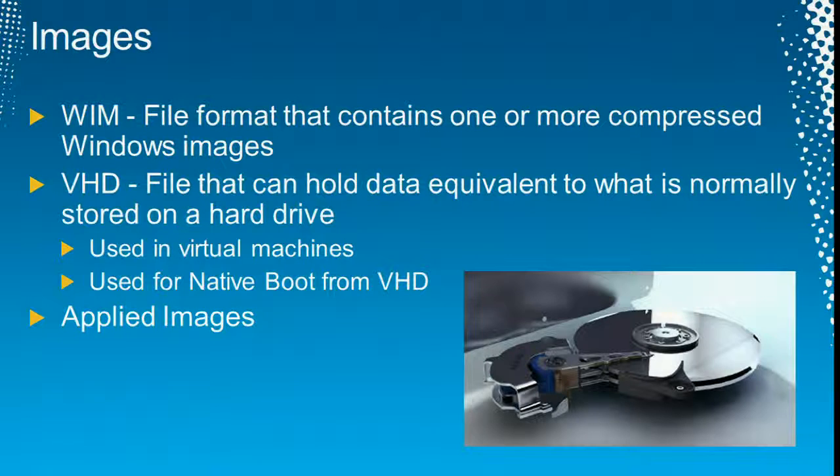However, we can't use it directly. We need to apply it or open it. A WIM file is pretty much like a cab file. It just contains the information about the disk image that you can apply, or the files that you can apply. So we do use VHDs for some scenarios. One is actually boot from VHD.